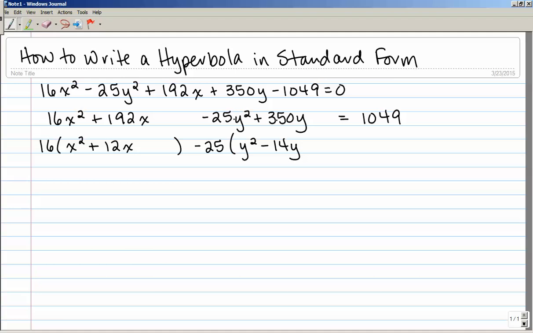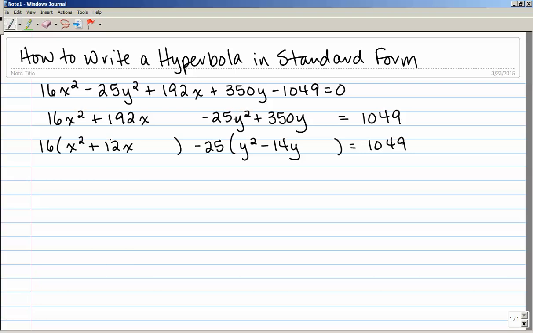Yes, okay. And notice the sign in front of 350 changed to a negative, because if I were to distribute this negative 25 to the negative 14, that's how I get a positive 350. And that equals 1049. Now let's complete the square inside the parentheses.